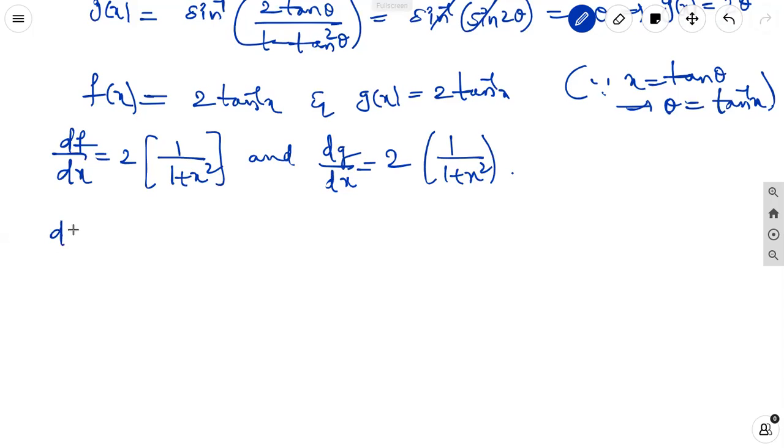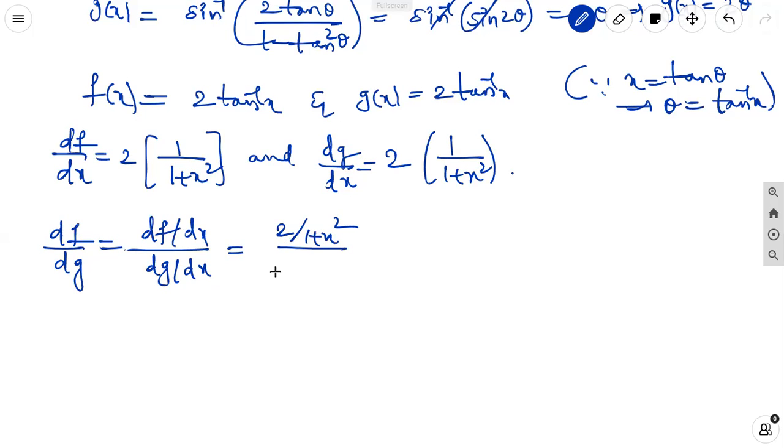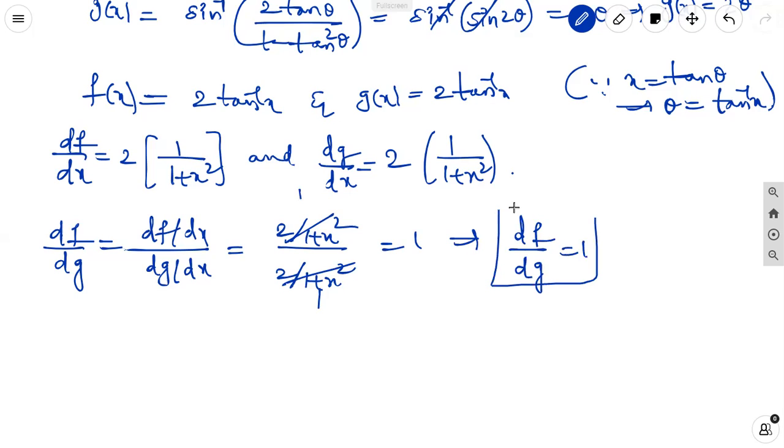Next, they are asking for f differentiated with respect to g, which is nothing but df by dx divided by dg by dx. Then it is equal to 2 by 1 plus x square divided by 2 by 1 plus x square. Both are the same terms, so it is equal to 1. So, df by dg is equal to 1, which is the answer.